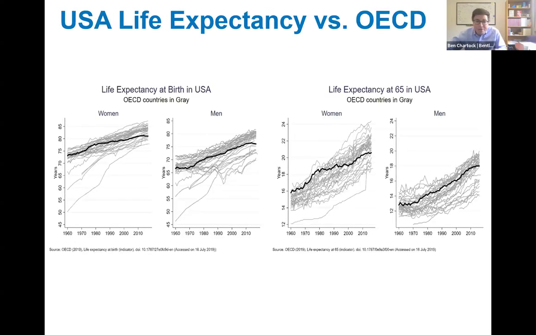So here I have the same countries, but now each of these gray lines that looks like spaghetti in a pot is one of those countries on the graph before, and the heavy black line is the United States. And what we're looking at is life expectancy over time. So there's a number of trends here. First, all of these graphs are going up, right? Over time, we're getting better.